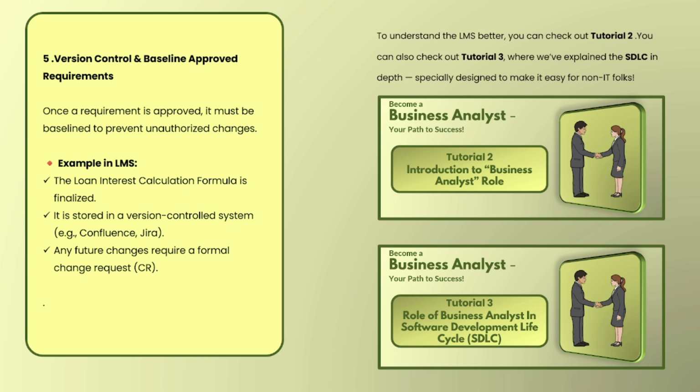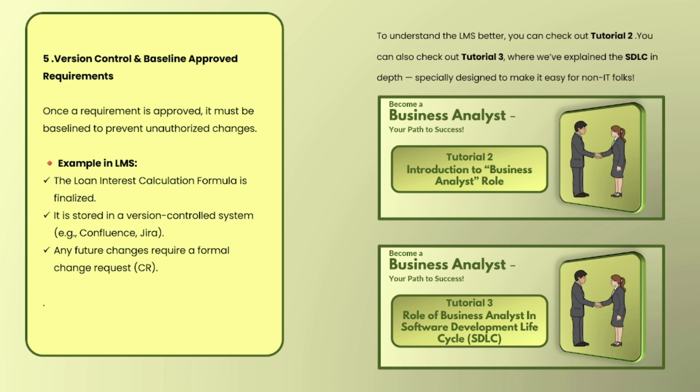Now let us check with the loan management system. Well, there is a requirement, the loan interest calculation formula. This is the requirement, and it is finalized by the stakeholders. Now what is the next step? It is stored in a version, that in version 1 we have created the requirement for the loan interest calculation formula, and it is controlled by Confluence and Jira.